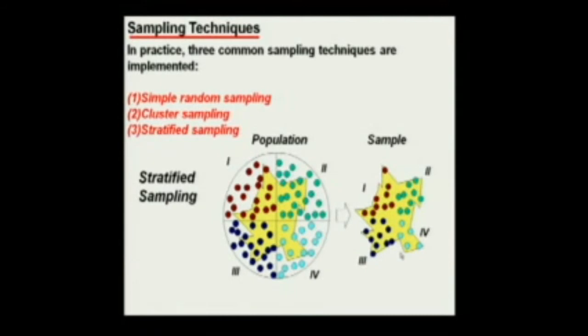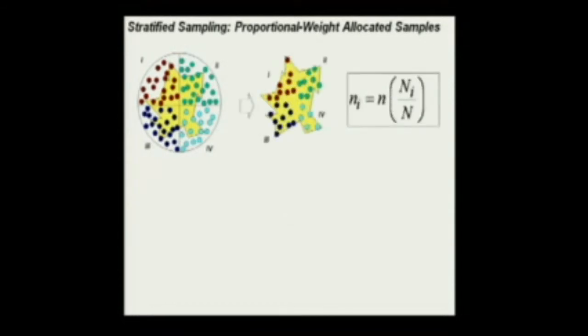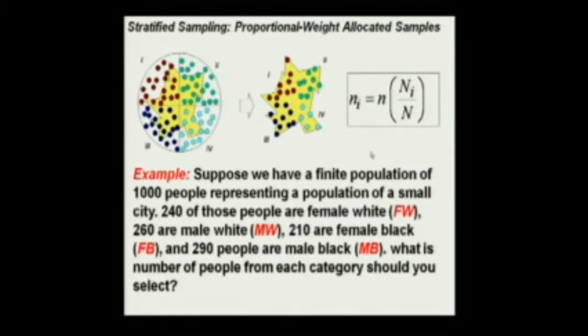It's very important to know how many should we take from each category in a stratified sampling. That's what we mean by proportional weight allocated samples. This equation here is a very simple equation that will help you calculate the number of components belonging to each category in the sample. So n_i is the sub-sample size of each category, n is the total sample size, N_i is the total size of that category in the population, and N is the total population size.